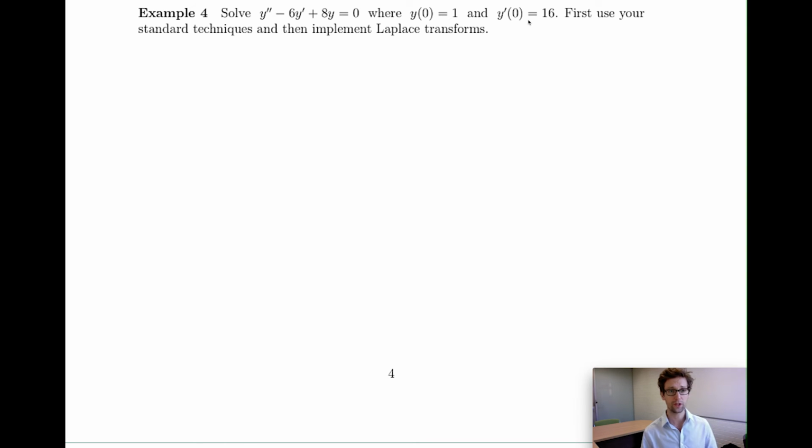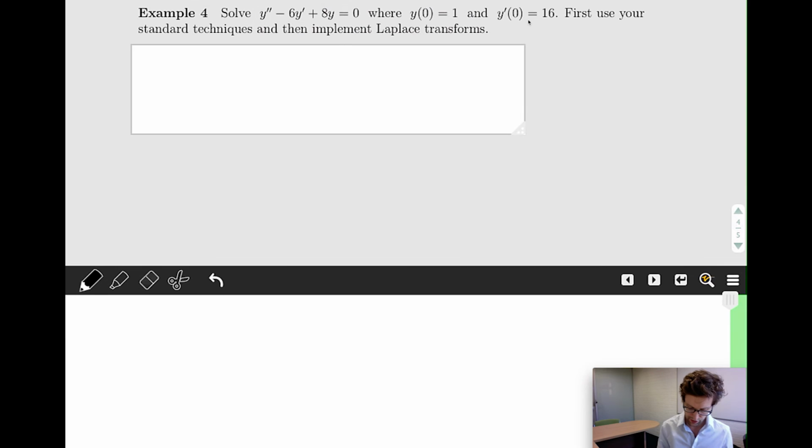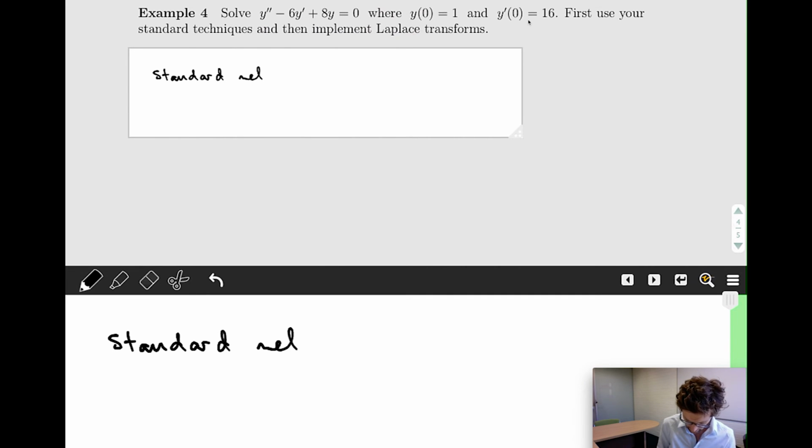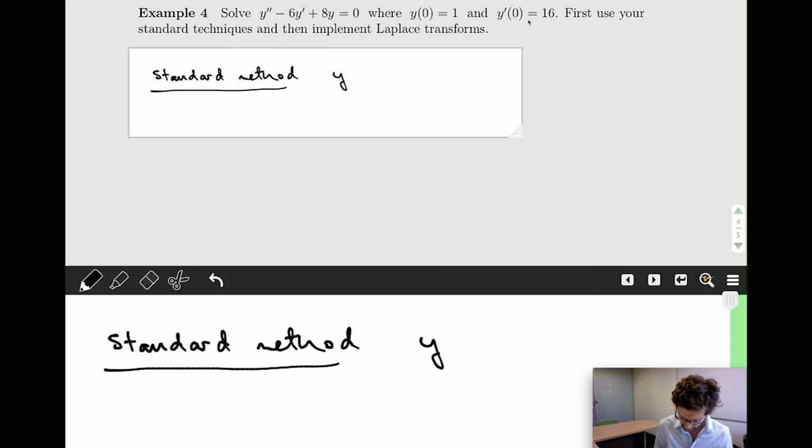Again, we're going to solve this using our standard techniques, and then we're going to do it using Laplace transforms. Because there's no discontinuities involved in this problem, we can use the techniques that we've learned in this course to solve this second order ODE. It's a homogeneous equation, so we're going to look for solutions of the form y is equal to e to the lambda t.